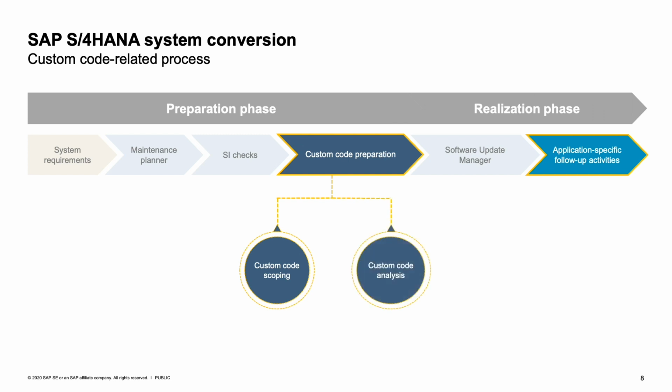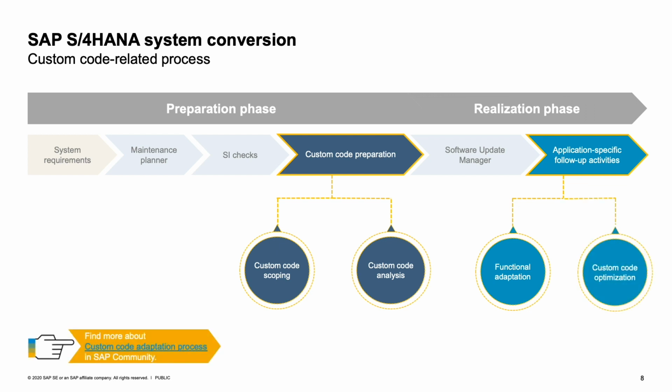Second step, you will need to execute custom code analysis for these particular parts of your custom code. And if you have the new S/4HANA software in place, it's time to do the functional adaptation of custom code. And later on, you can also do some kind of custom code optimization activities. This process is also well described in the SAP community in the corresponding blog.